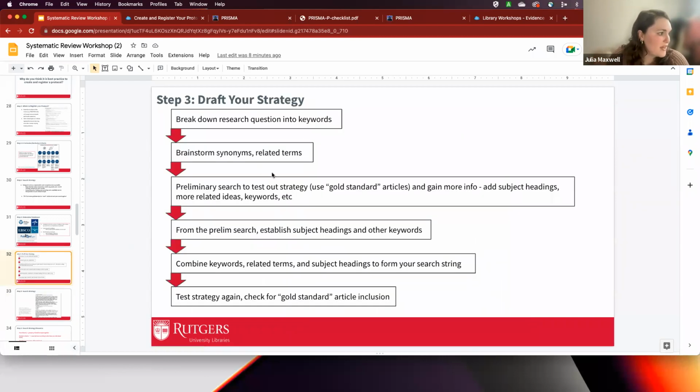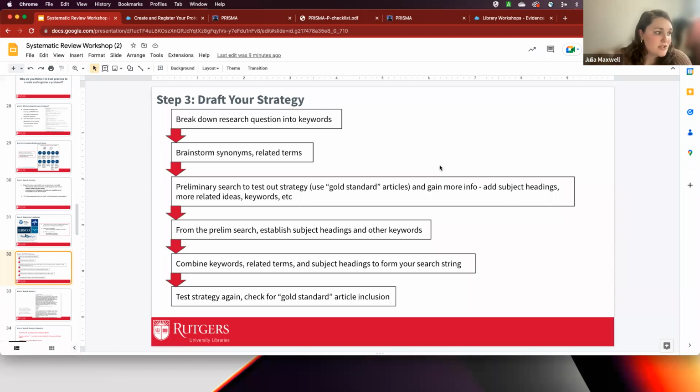So you brainstorm all of that, and then everything that you brainstorm, you put together and you do a preliminary search. This is where you might start to check to see if those gold standard articles are showing up. You gain more information from this search. Usually you find a couple papers that look good. You might take a peek at the keywords that they're using and add those to your list of keywords that you've established. You might see some authors that use different phrasing that you hadn't thought of, so you throw that in there.